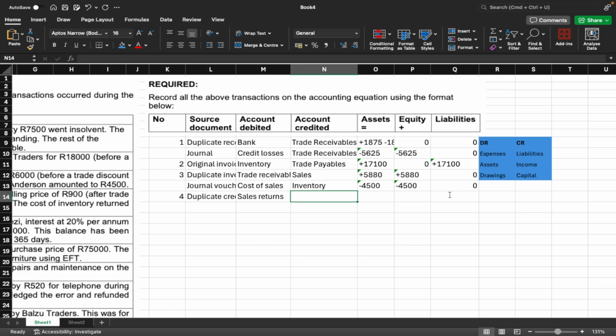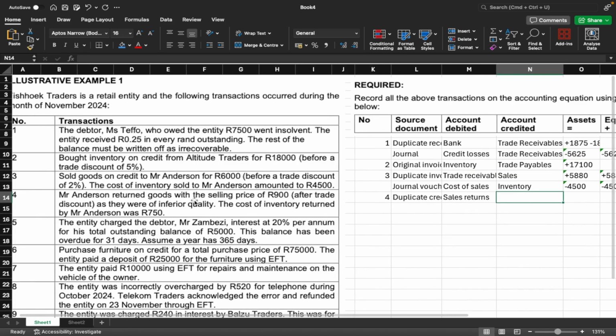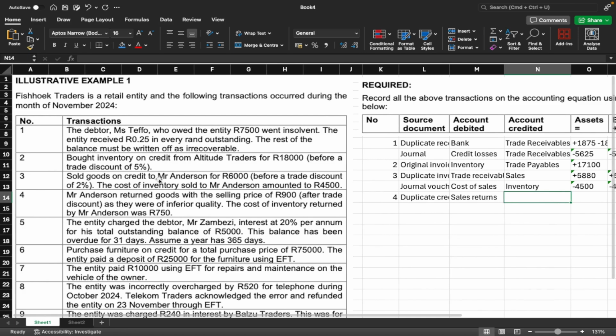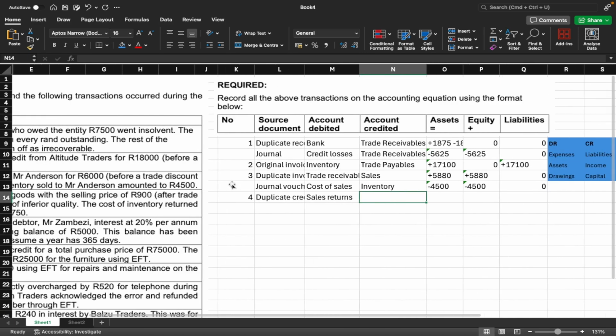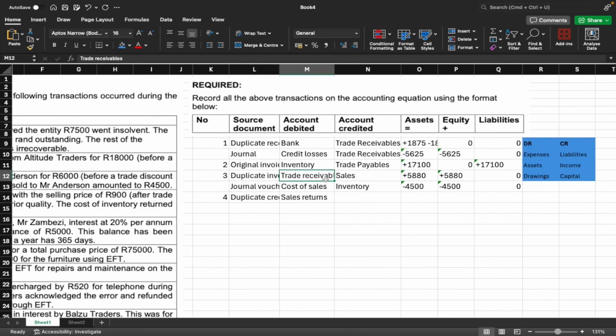Well, we're either going to credit bank if we had sold it initially on cash and we've just paid that money back to the client, but in this case the client had bought from us on credit. Remember, Mr. Anderson, if you go back here and look at number 3, we sold goods on credit to Mr. Anderson. So we had sold to him on credit and we had raised what is called trade receivables. So now we need to reverse the trade receivable for the particular goods that were returned to us.